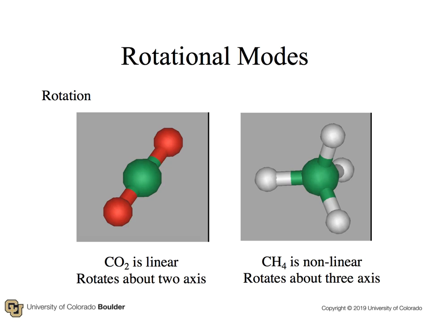So here's a couple of examples of 2 polyatomic molecules, simple ones, albeit. The first is CO2. It's a linear molecule, so it has 2 degrees of rotational motion. And the other is methane, or CH4. It is nonlinear and has 3 independent axes of rotation.